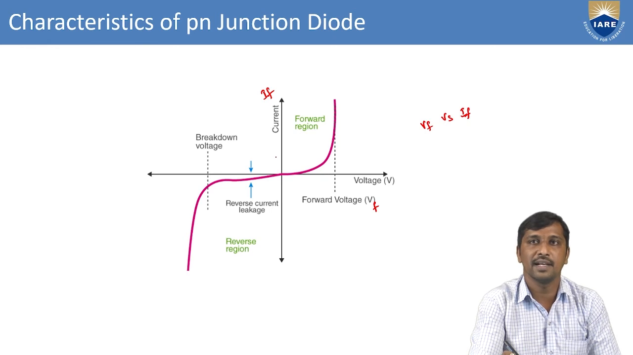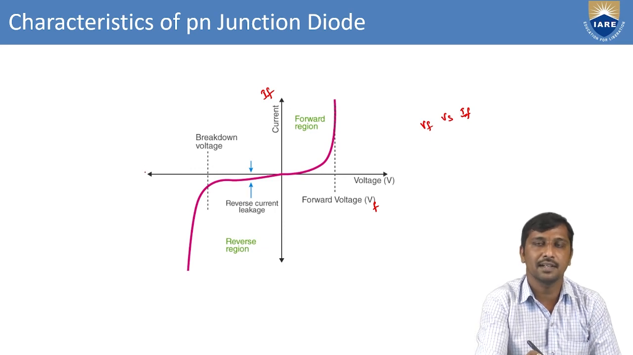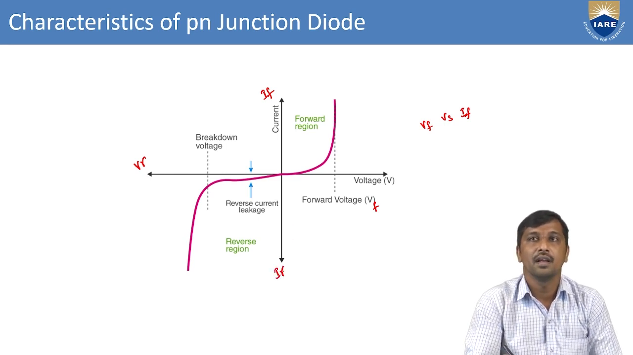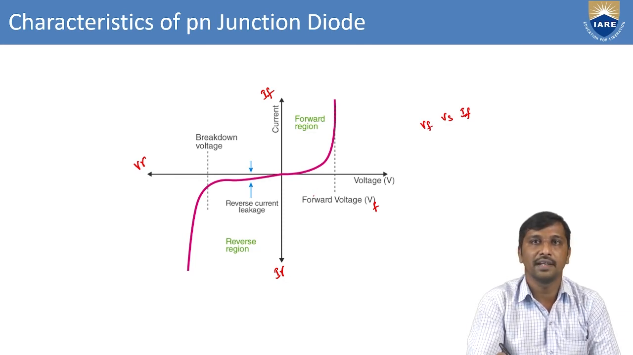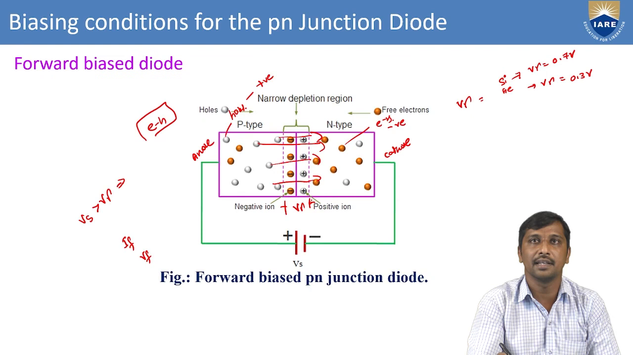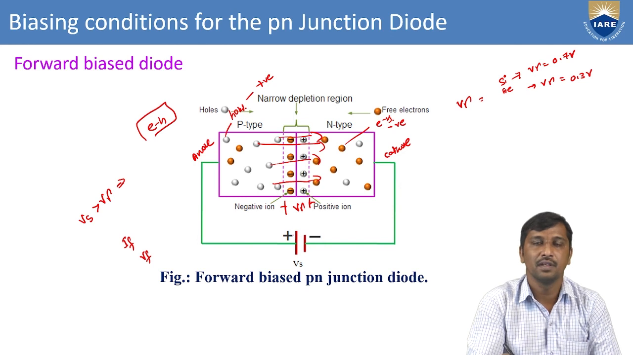Similarly, under the reverse bias we observe the reverse bias characteristics, which are drawn between the reverse voltage VR and the reverse current IR. Let us see how the conduction flow is generated. If you observe the forward bias condition, let us take this as the forward bias. Under this forward bias, what happens here?